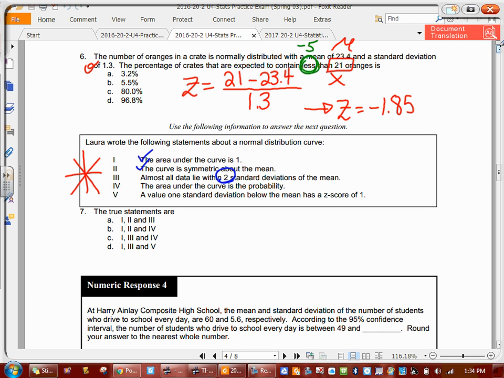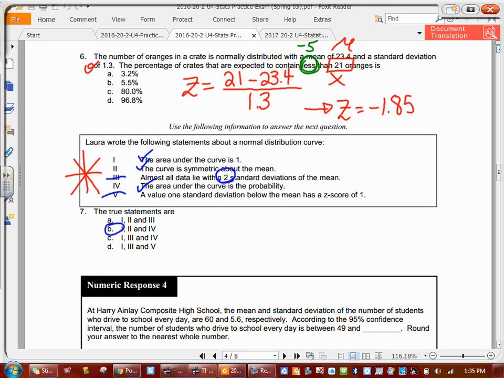The value of one standard deviation below the mean, to the left of the mean, has a data value of a positive 1. No. If it's below the mean, it's got to be negative, right? So that's false. So 3 and 5 are false. We want the true statements, which is 1, 2, and 4. Okay? Now the next statement, remember there was no true answer. I have to change the question.